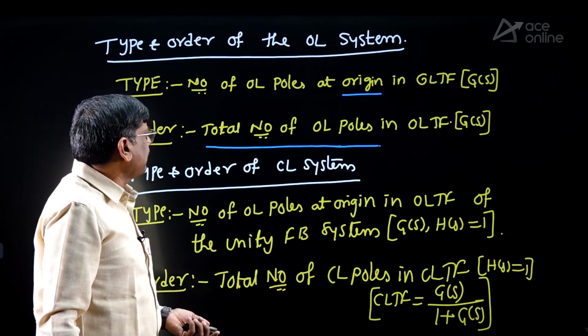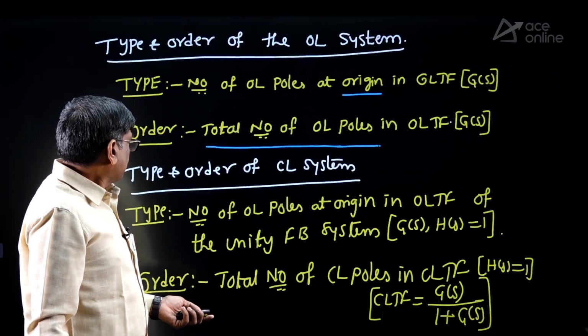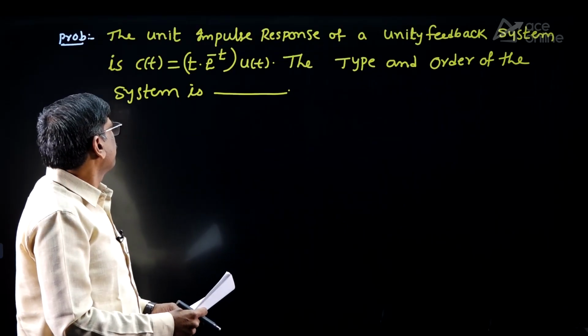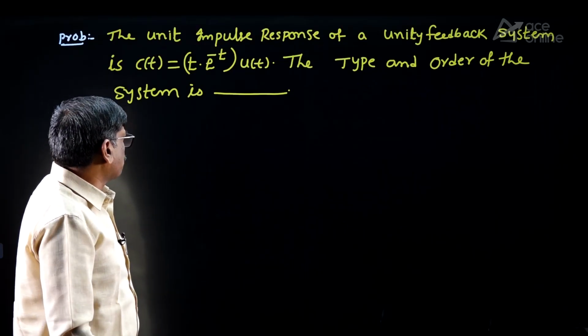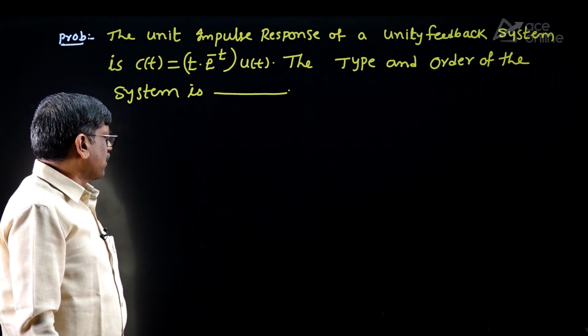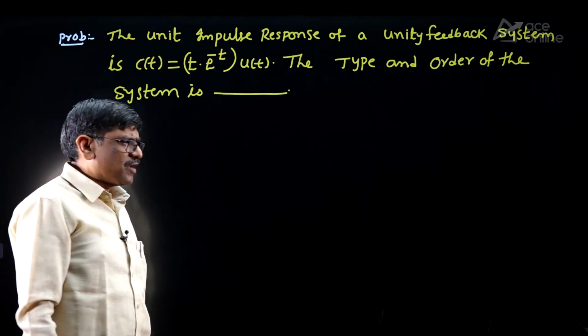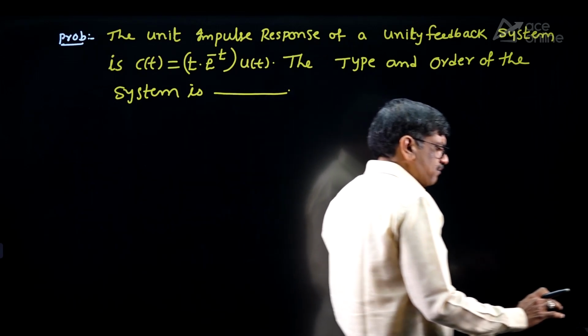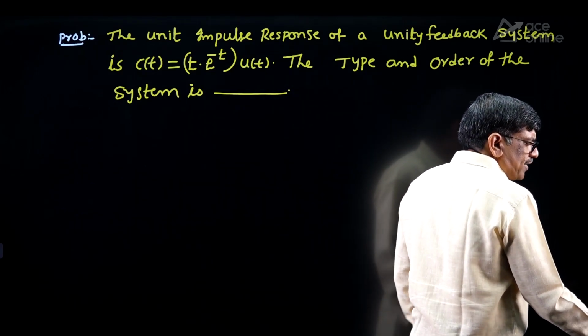One question we will take. Solve this question, all of you. The unit impulse response of a unity feedback system is t e power minus t. The type and order of the system is, come on, tell the answer. Solve it, all of you.